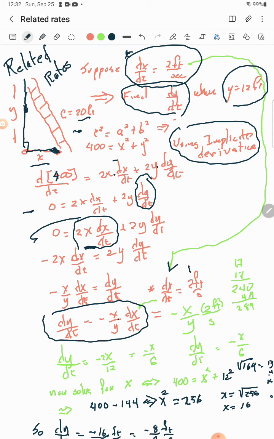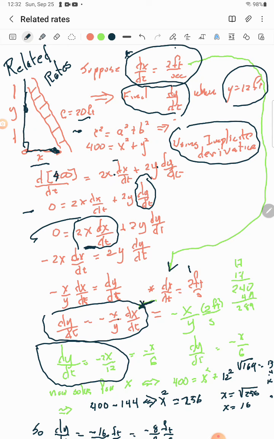Okay, so let's see what we got here. So dy/dt is going to be equal to, remember I'm trying to solve for dy/dt, minus x over y times dx/dt. However, we know that dx/dt is going to be 2, right? See it right here, 2 feet per second. So I'm going to replace this with 2 feet per second. See it right here? It's coming from here.